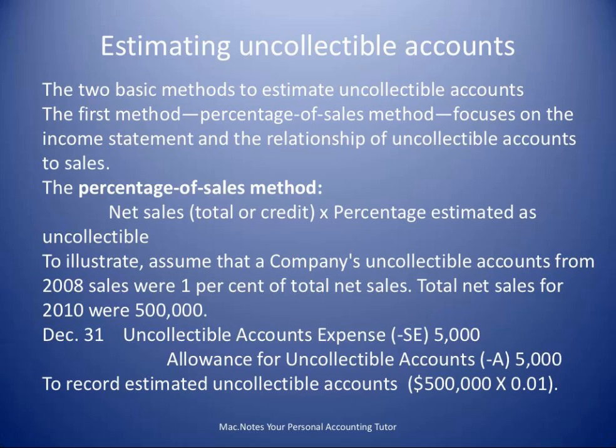The income statement method is a percentage of sales. From history, we know that 2% of credit sales will not be collected. So whatever our credit sales were that year, we would set up an allowance for that. We would debit bad debts expense or uncollectible accounts expense and credit the allowance. Or, to assume that a company's uncollectible accounts were 1%, then that's how we would do it.